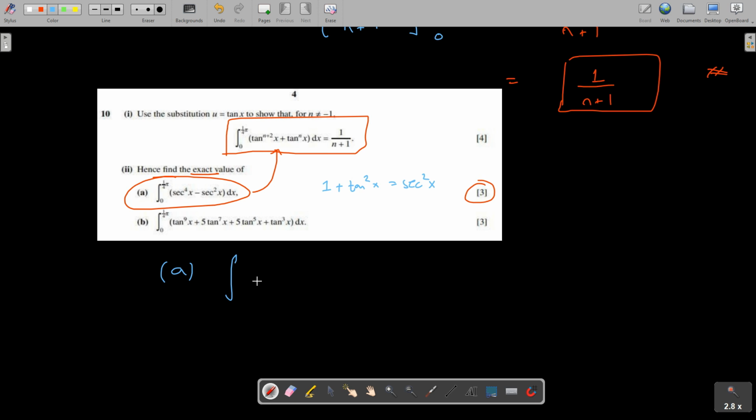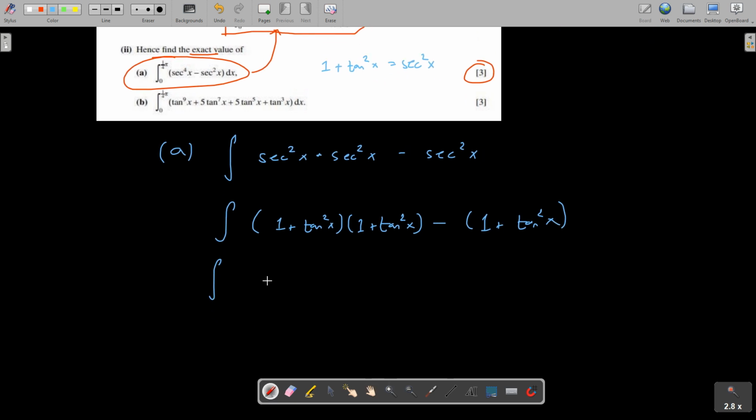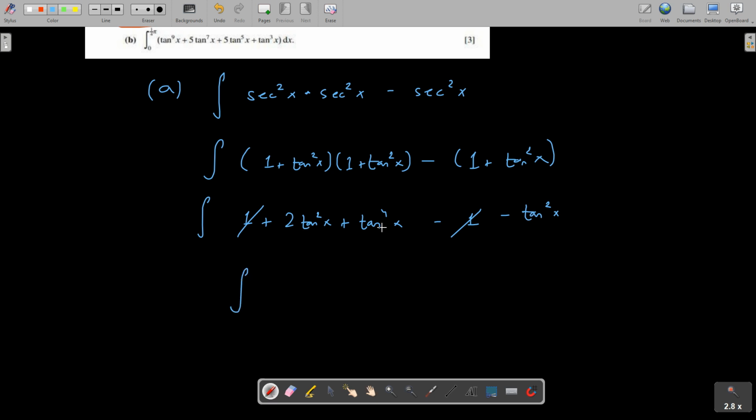First things first, secant power 4x is just secant squared x multiplied by secant squared x minus secant squared x, right? So we can write this as (1 plus tan squared x)(1 plus tan squared x) minus (1 plus tan squared x). Now let's simplify this. So this should be 1 plus 2 tan squared x plus tan power 4x, and this should be -1 and minus tan squared x. So 1 gets cancelled out, and 2 tan squared x minus tan squared x is in fact tan squared x. So let's write this down as: tan power 4x plus tan power 2x.